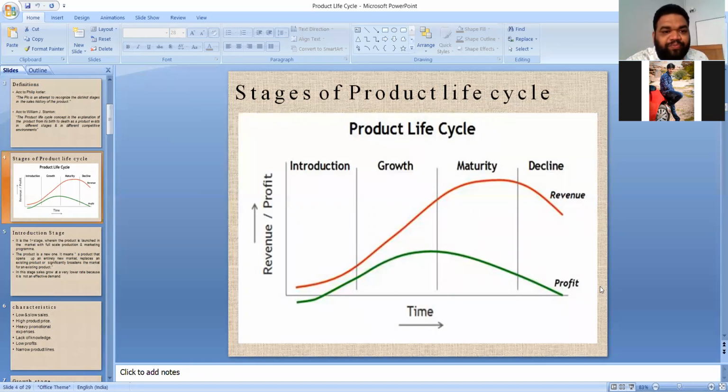So let me share that value analysis. I can't see. Just give me one minute.